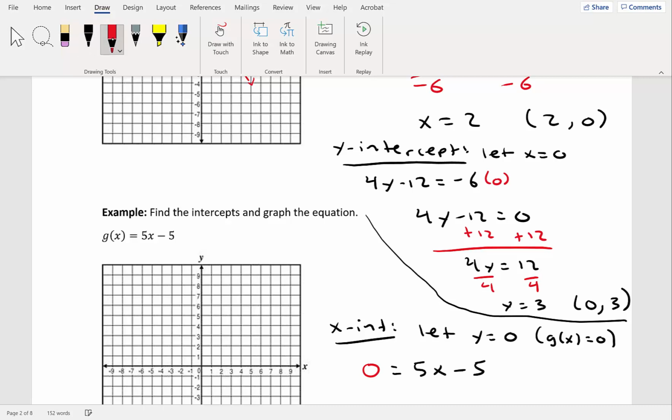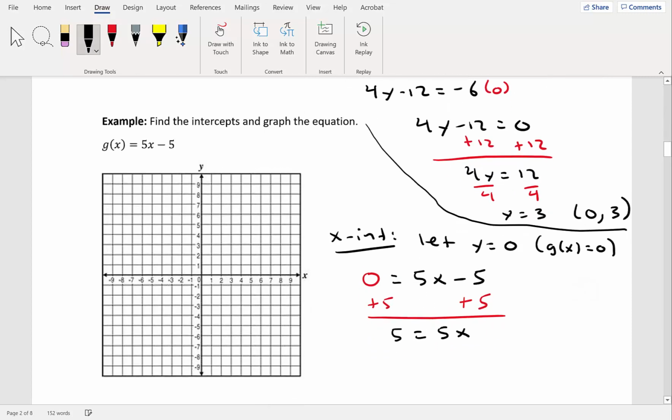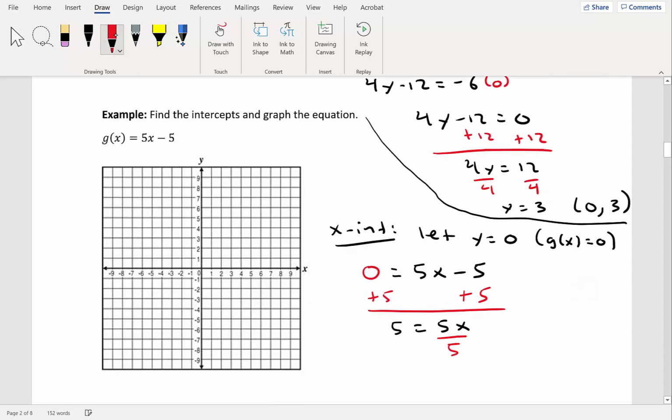Now solve for x. Add 5 to both sides, we get 5 is equal to 5x. Divide both sides by 5 to get x by itself. We get x is equal to 1. So that gives us the ordered pair (1, 0).